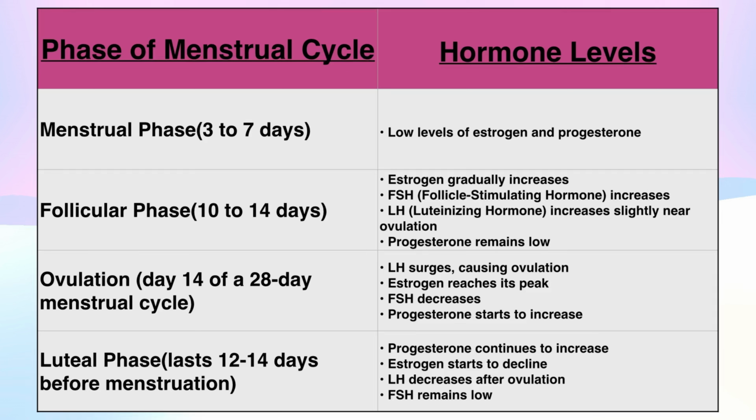Ovulation day, 14th of a 28-day menstrual cycle, LH surges, causes ovulation, estrogen reaches its peak, FSH decreases, progesterone starts to increase. Luteal phase, lasts 12th to 14th day before menstruation. Progesterone continues to increase, estrogen starts to decline, LH decreases after ovulation and FSH remains low.